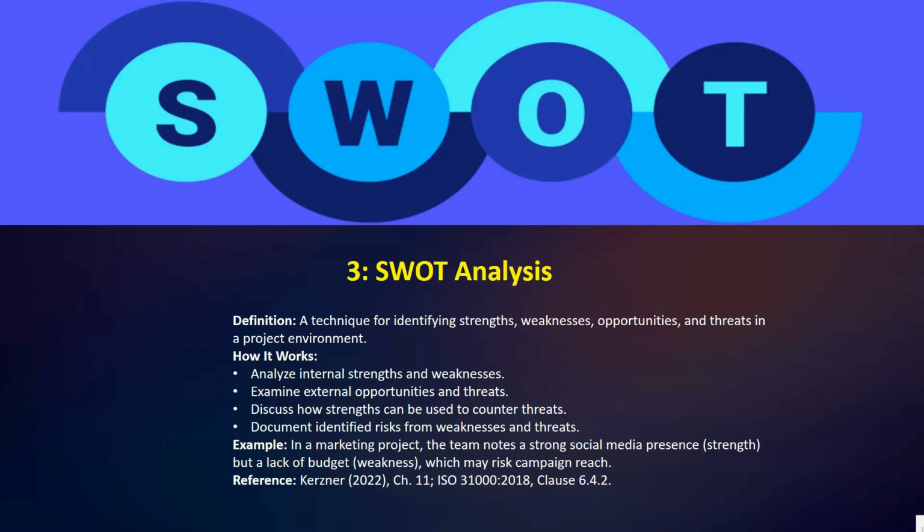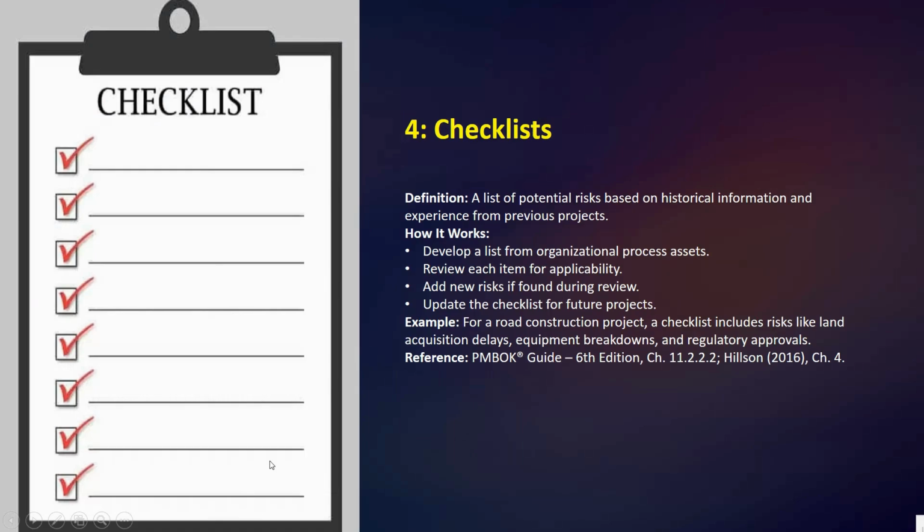After that, we have number three, SWOT analysis. This is a very common technique. SWOT analysis is a strategic planning tool that helps to identify project risk by examining both internal and external factors. Here we have the definition: a technique for identifying strengths.